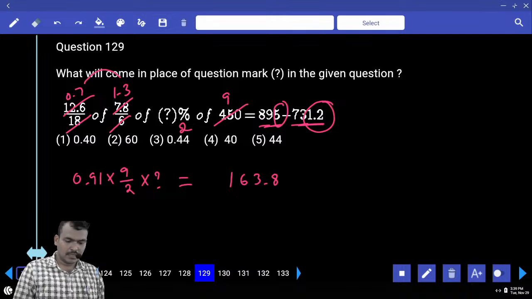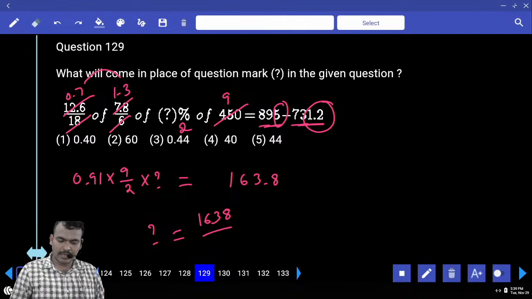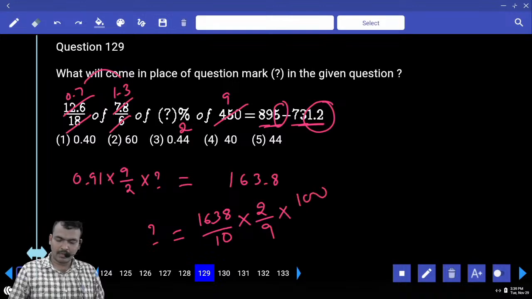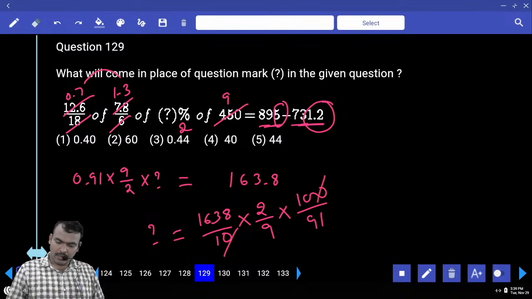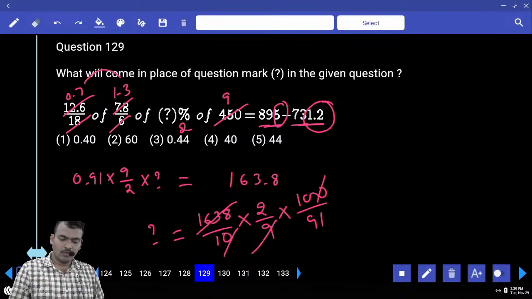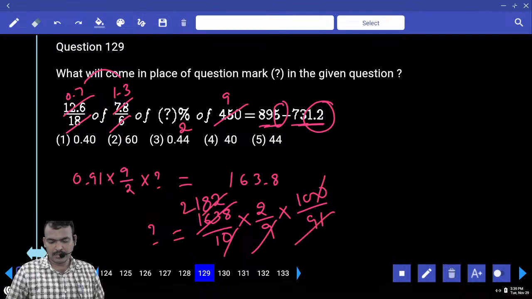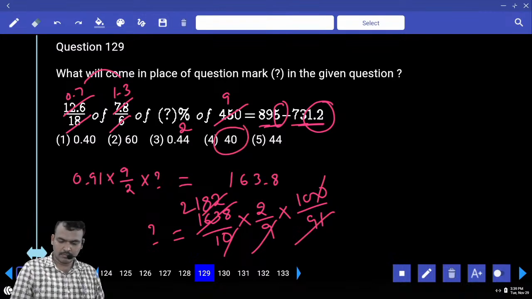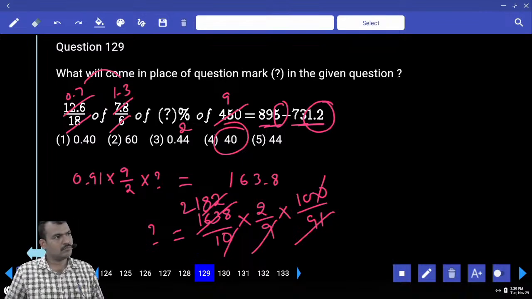163.8 or not? This one I have written, it is equal to 1638 by 10 into 2/9 into 100 by 91 or not? Yes or no? The zeros cancel or not? 9 how many times? 182 or not? 91 how many times? 2 times. What is the answer? 40.